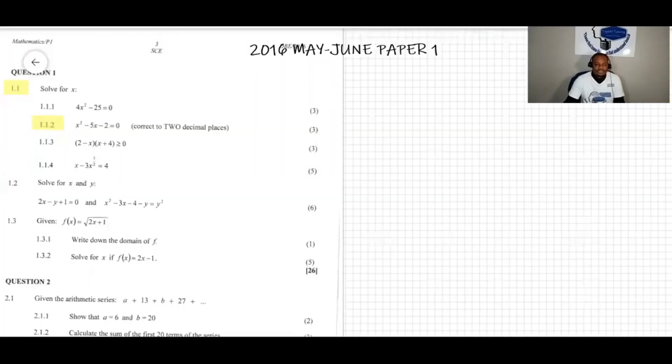Well, we have a question here, question 1.1, let's say solve for x. In the previous video, I did question 1.1.1. Now we're going to do question 1.1.2. I'm going to write the question here, 1.1.2. The question says x squared minus 5x minus 2 equal to 0. So we need to find the value or the values of x, okay?